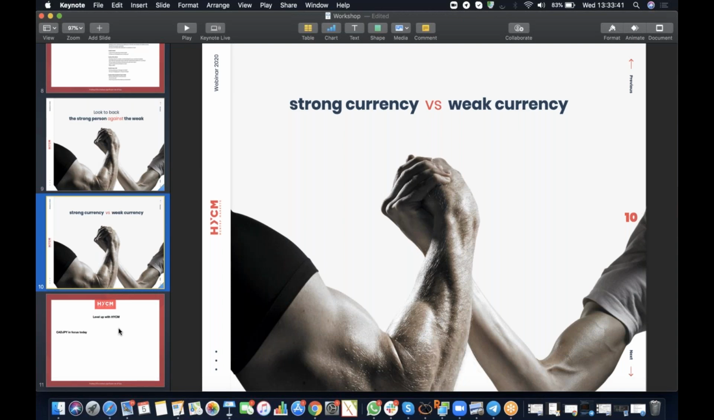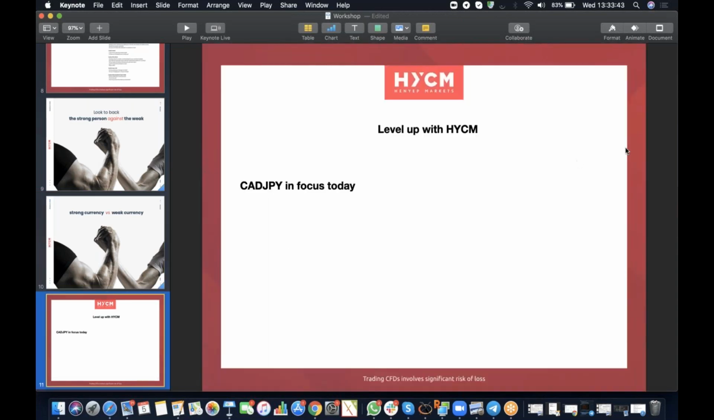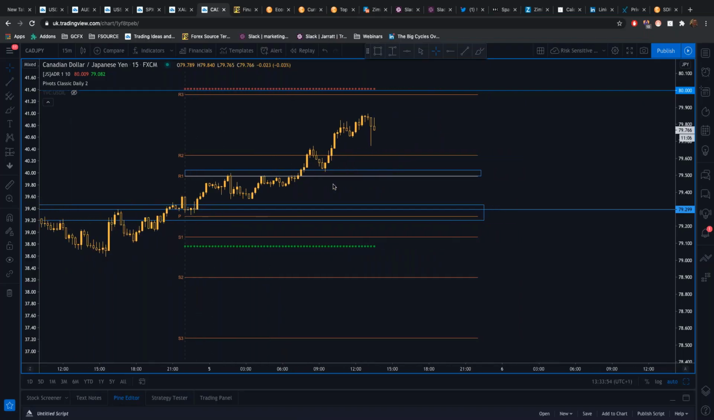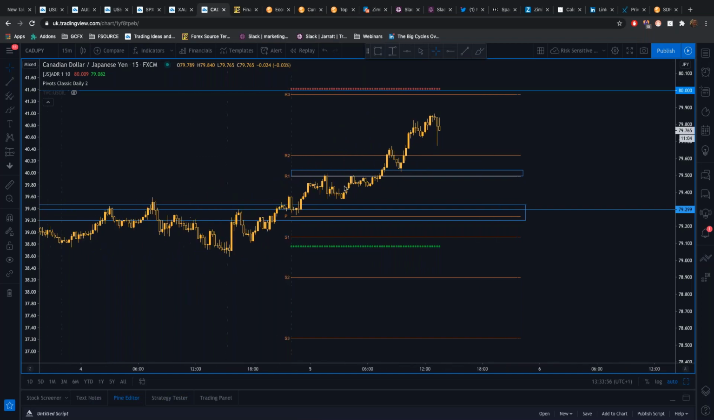So for today's session, we have the Canadian dollar and Japanese yen in focus. I'm just going to show you how that's sizing up for the CAD yen. Now let's take a look here at the CAD yen pair. We can see that the CAD yen has been moving up higher during the session. That has been on a number of different reasons.